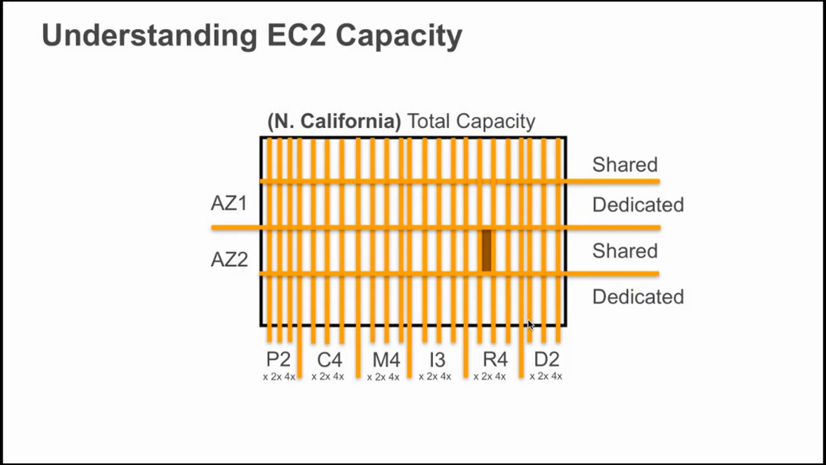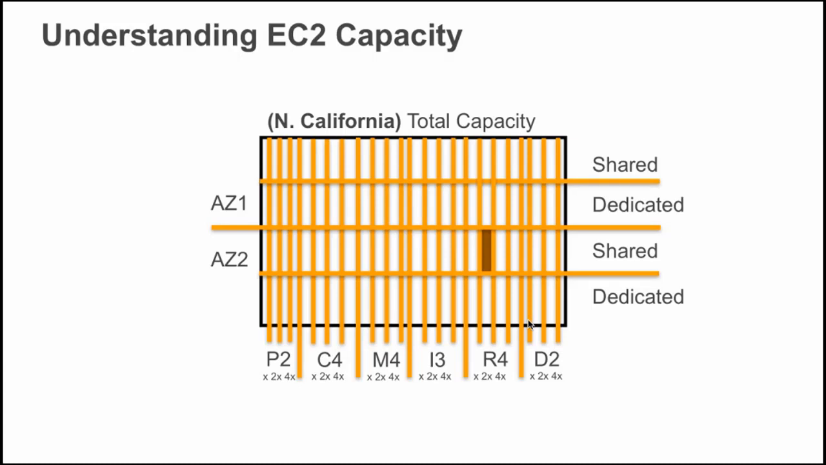So I've selected the Northern California AWS region here as an example. What I really want to highlight is that middle line, a horizontal line dividing AZ1 and AZ2, saying that each of the availability zones is a separate pool of physical capacity. That's kind of a no-brainer, right?